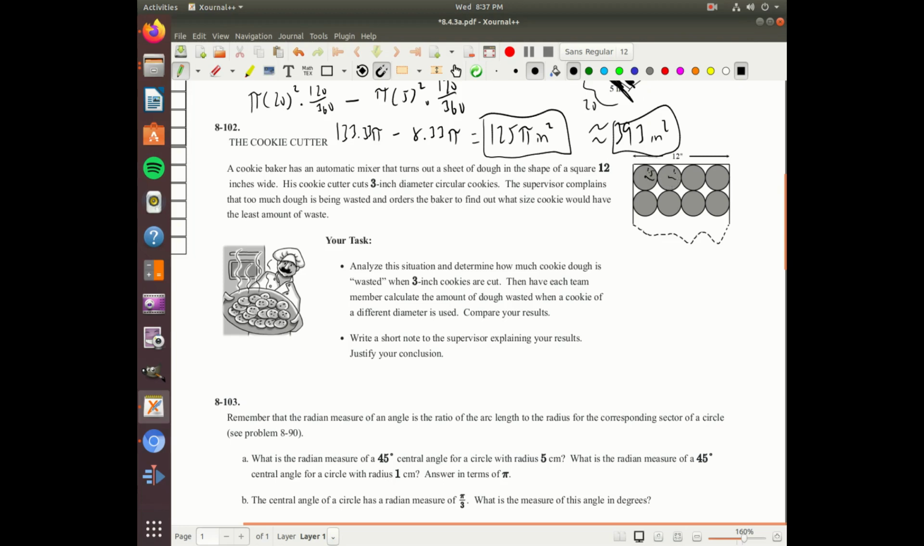Right? 1.5. So I think what we do is we say, all right, well, this whole cookie sheet has 144 inches squared, 12 by 12, right? Each of these little cookies has an area of pi r squared. And again, these are 3 inches across, so the radius is 1.5. So we're going to say 1.5 squared. We'll multiply it by pi.